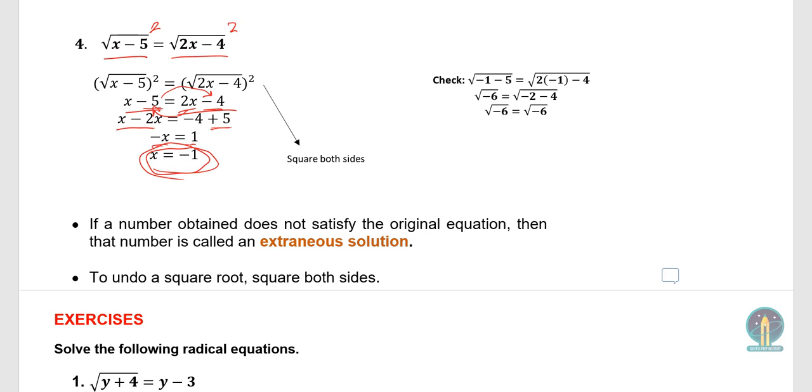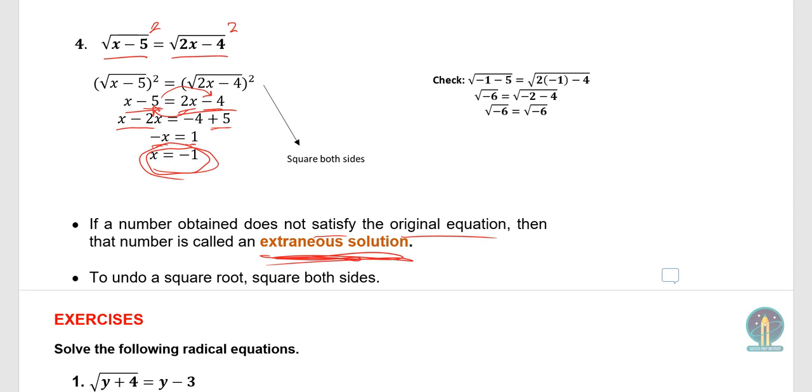Okay. Now, if you get a number as a solution, and then you check it with the original equation, and it does not satisfy the original equation, then that number is called an extraneous solution. Okay. Sometimes you will get this. So that's why you should always check the roots that you get, whether they satisfy the original equation or not.